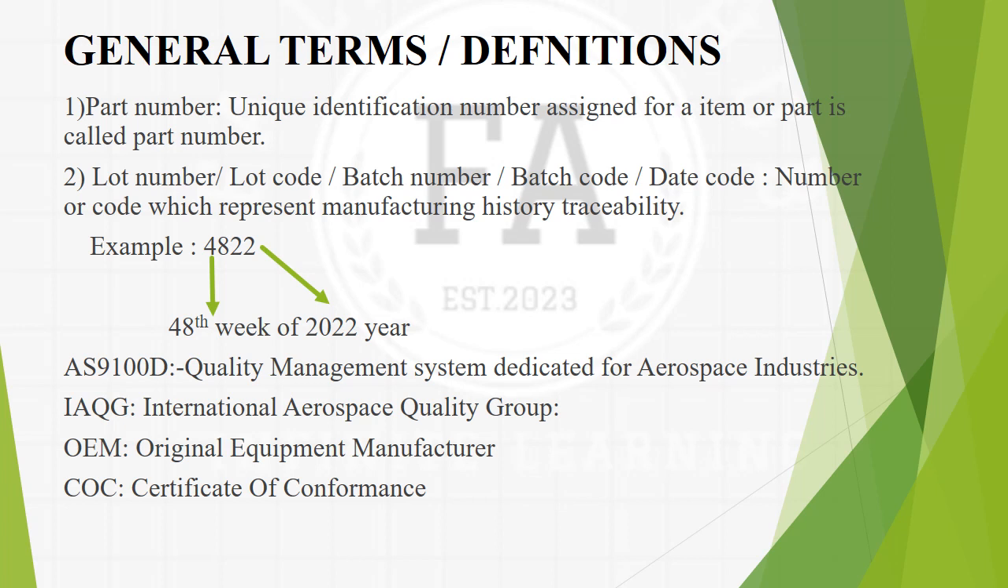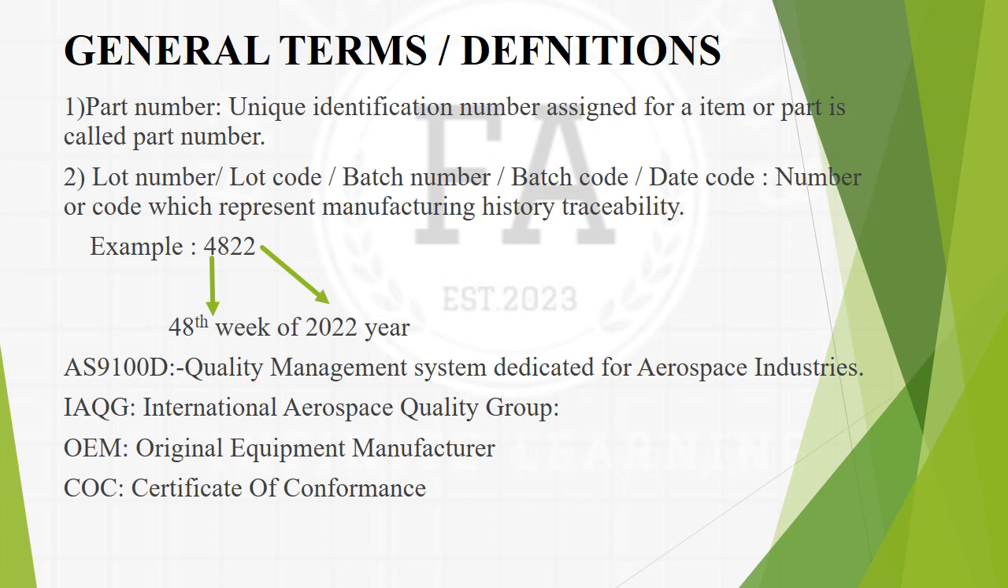Okay, so next one is AS9100D. It's a quality management system dedicated to aerospace industries. So it's an aerospace standard. D is the revision, and AS9100 is the standard. IAQG, International Aerospace Quality Group, is an organization of various aerospace industries. This is the organization which designs and develops the AS9100 standard.